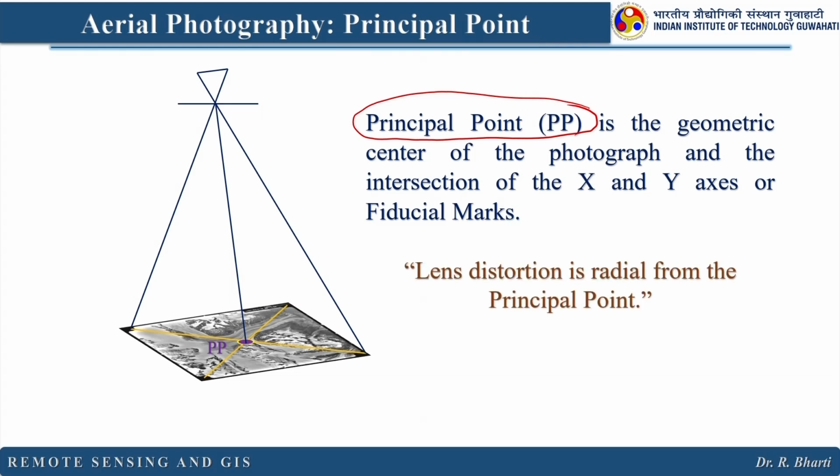Lens distortion is radial from the principal point. So, lens distortion will be minimum at the principal point, right. So, as you go away, your lens distortion will be more. So, let us see whether this principal point and nadir, whether they are the same or different.